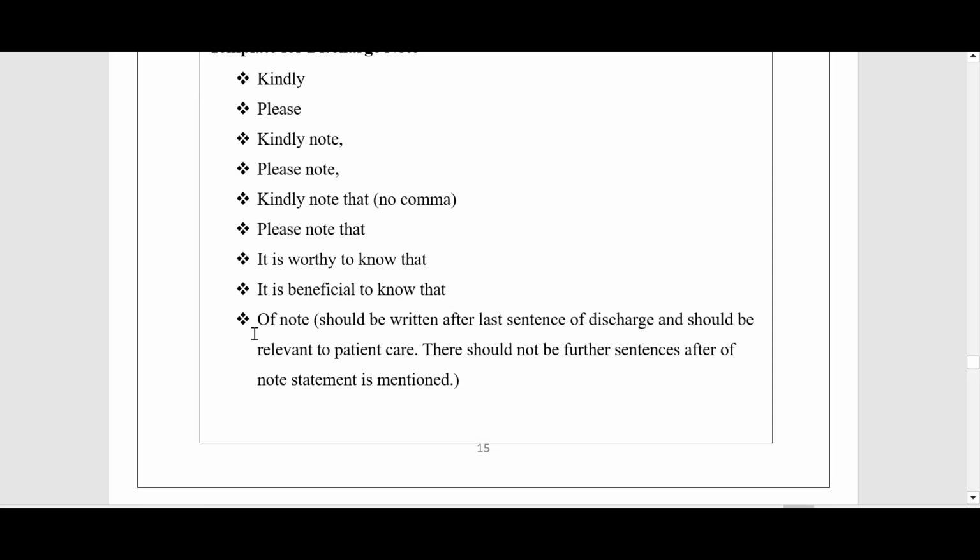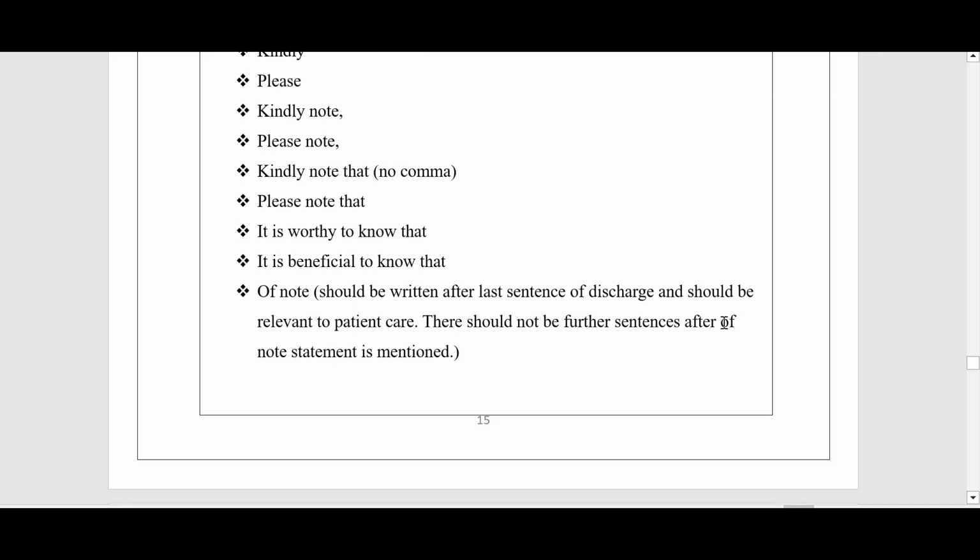Of note, these days most of the coaching centers are telling you not to write this, in my case. So please just check it out. In case you miss some of the important points and you are not able to write them at the beginning, then you can use 'of note' in an emergency case. But most of the coaching centers nowadays tell students not to mention this kind of thing in letter writing, but I'm not sure how relevant that is. But I have mentioned here, 'of note' should be written after the last sentence of the discharge or should be relevant to the patient care. There should not be a further sentence after the 'of note'. Okay, after the 'of note' there should not be a sentence. That is the main focus here.